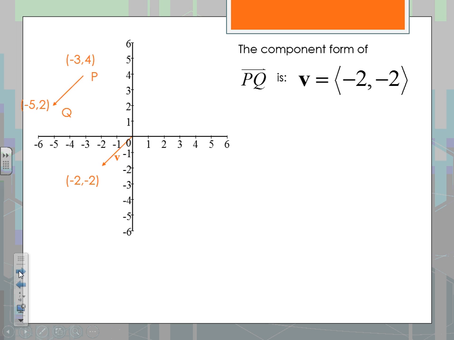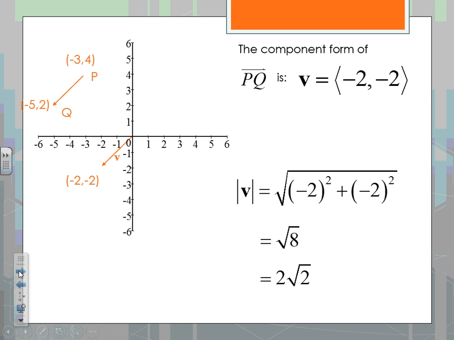How do we find the length of this vector, aka the magnitude? Two square root of 2.